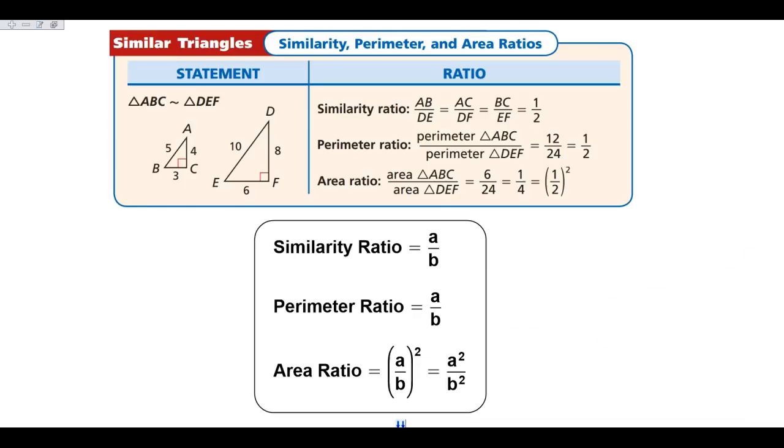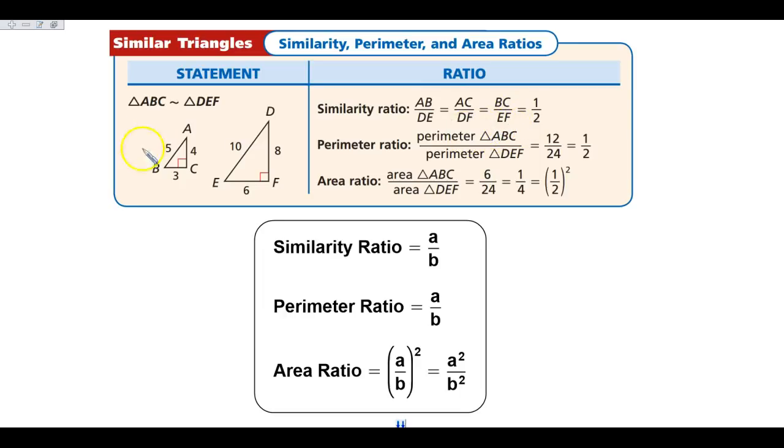Okay, the next thing that we're going to look at is the relationship that the similarity ratio has with the perimeter ratio and the area ratio. Okay, so when I look at my scale factor here, my similarity ratio, if I do little to big, that's 5 to 10, which is 1/2, or 4 to 8, which is 1/2, or 3 to 6, which is 1/2. So my similarity ratio here for this example is 1/2 if I go little to big.